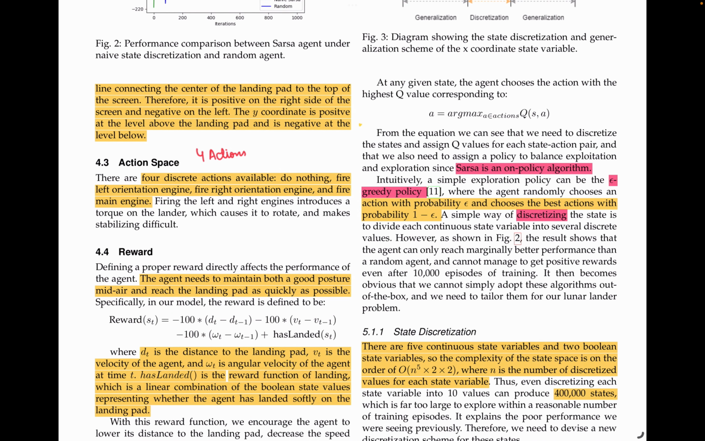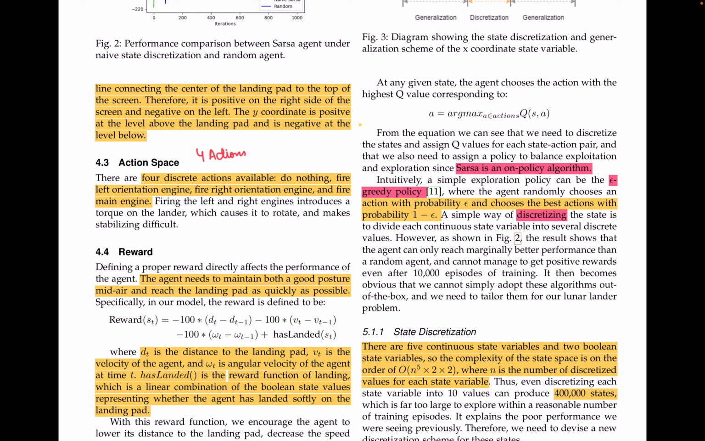So a simple way of discretizing the state is to divide each continuous state variable into several discrete values. However, as shown in figure 2, the result shows that the agent can only reach marginally better performance than a random agent, right? And it can manage to get positive rewards only after 10,000 episodes. So it becomes obvious that we cannot simply adopt these algorithms out of the box. We have to tailor them so that we can use them for the Lunar Lander problem.